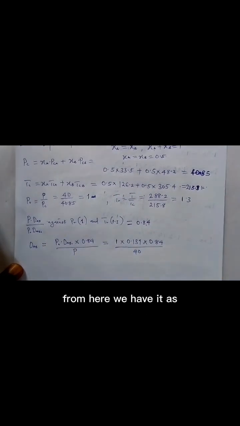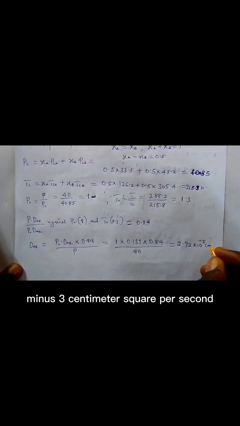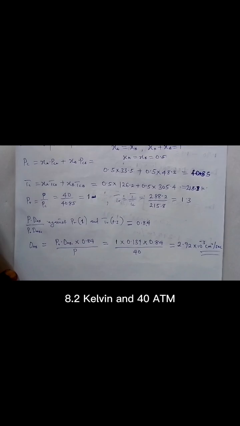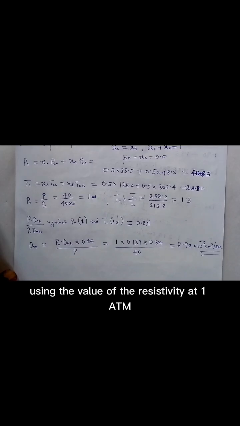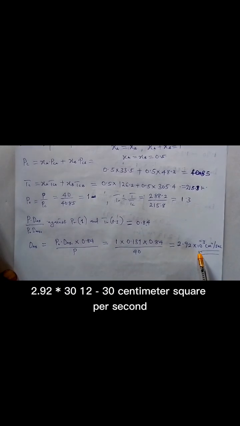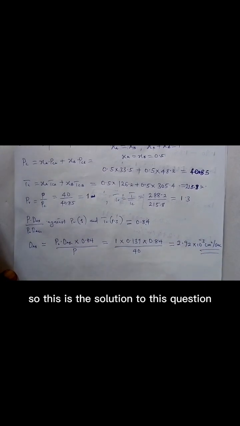From here, we have 2.92 times 10 raised to minus 3 centimeters squared per second. The estimated diffusivity of an equimolar mixture of nitrogen and ethane at 288.2 Kelvin and 40 atm, using the value of diffusivity at 1 atm from table 17.1 alongside the chart, is 2.92 times 10 raised to minus 3 centimeters squared per second. So this is the solution to this question.